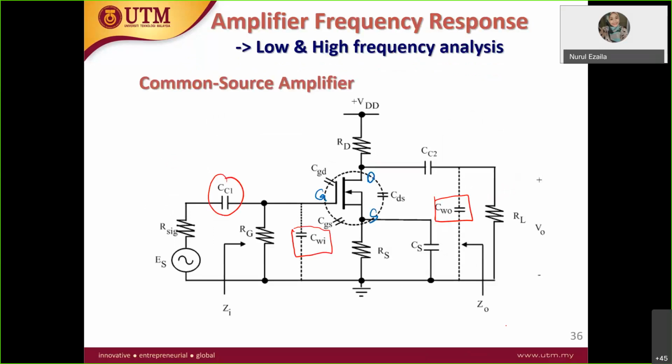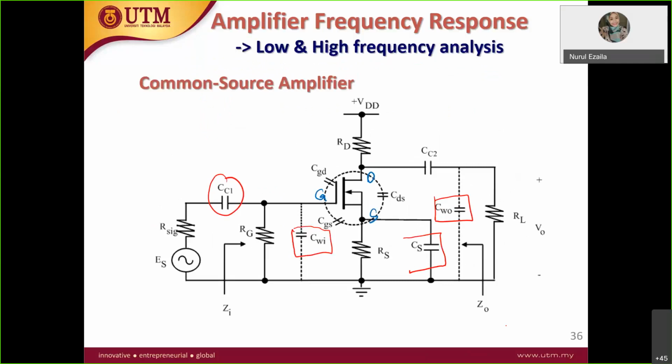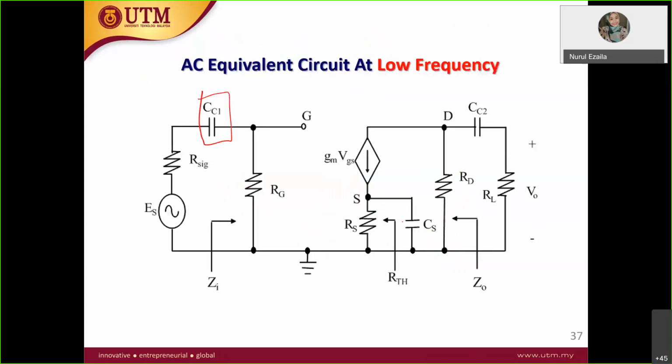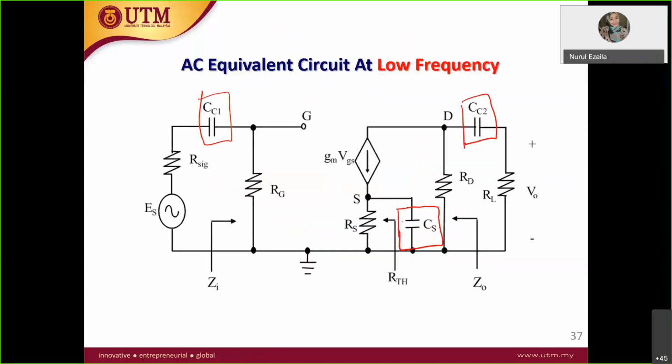This capacitor is between R signal and RG, so it is here. Then put this capacitor, which is CS. CS is in parallel with RS, so you put it over here. And then you have another capacitor, CC2, which is between RD and RL. Just put in all the capacitors. So how do you analyze it? Let's do it one by one.